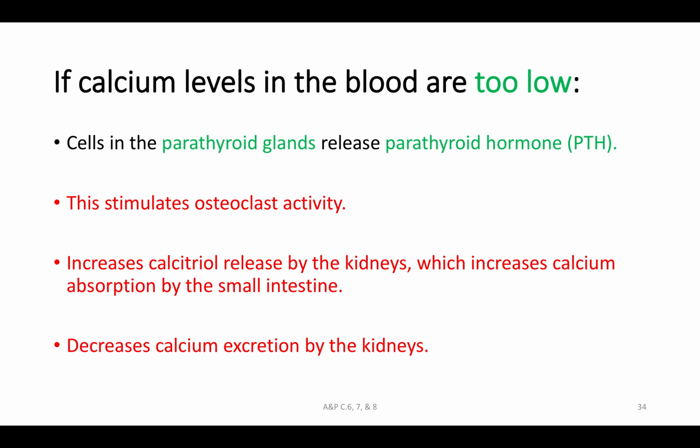If your blood calcium levels are too low, cells in your parathyroid glands are going to release parathyroid hormone, or PTH. And what PTH does is it stimulates osteoclast activity, which causes the osteoclasts to start breaking down our bones, which is going to release calcium into our blood. It increases calcitriol release by the kidneys, which allows us to take in calcium in our small intestines.